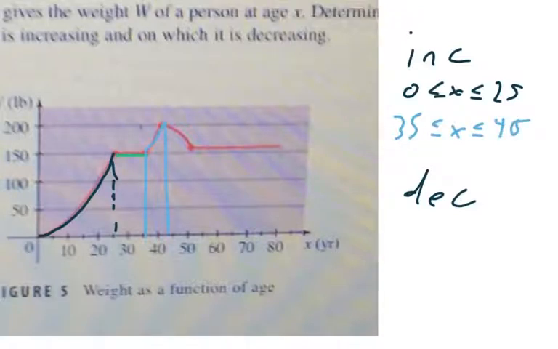Then the person decided again to do a little bit of shape, so it decreased from 45, which is where it stopped increasing before, to looks like 52, and that's where it stopped decreasing. And then for the rest of their lives, it looked like it was pretty much straight across.